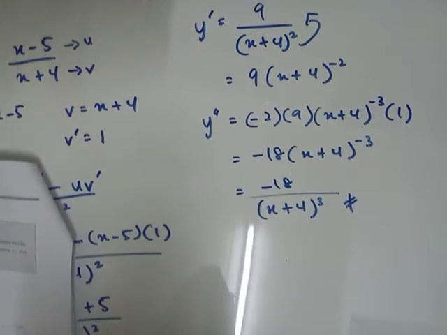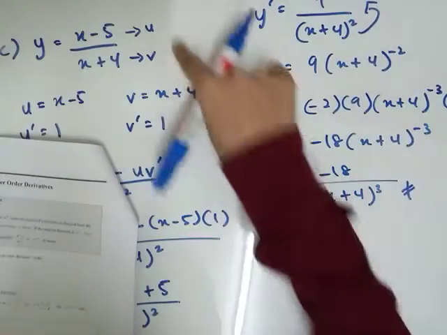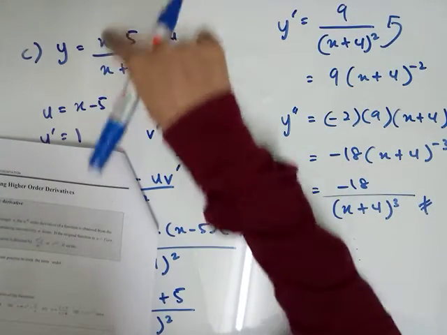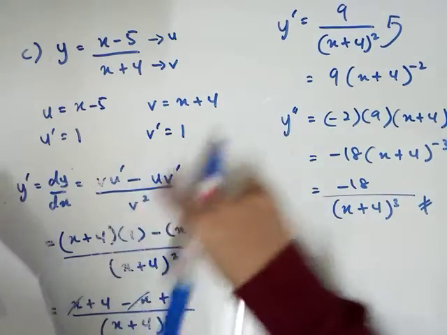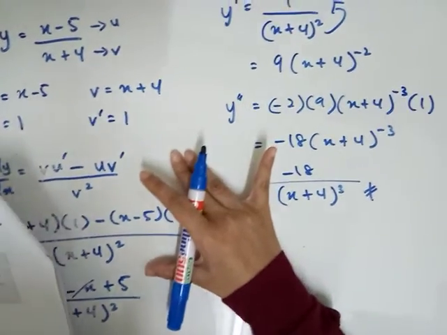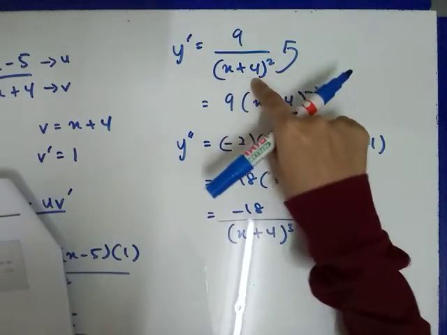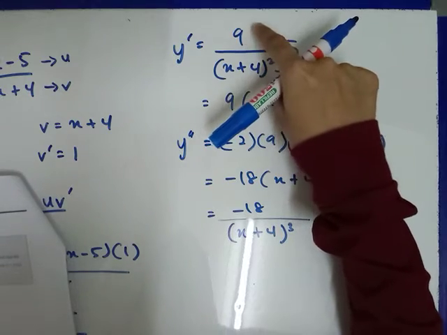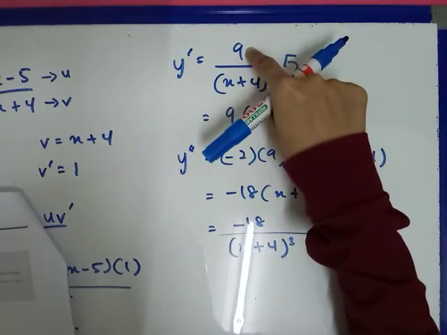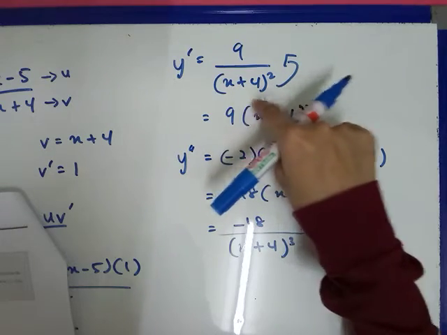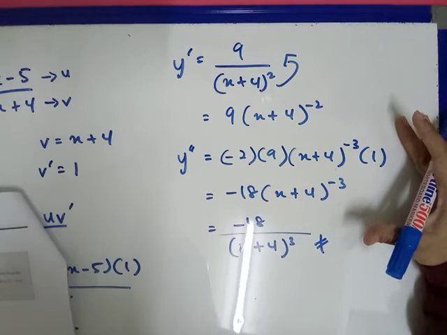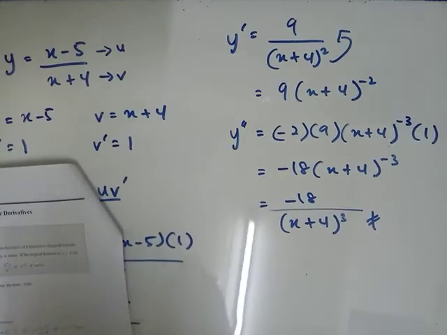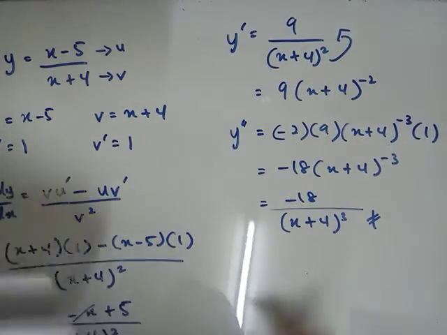Do you understand? For this one, why did we use the division rule concept? Because both the numerator and the denominator have variable x, so we need to differentiate using the division rule technique. But for this one, 9 over x plus 4 power 2, the 9 doesn't have variable x, it is a constant number. So from the denominator, you can bring up, and it will become x plus 4 to the negative 2. And then differentiate as usual, basic differentiation. Alright, do you understand now? And then, okay, this is C. Look at D.